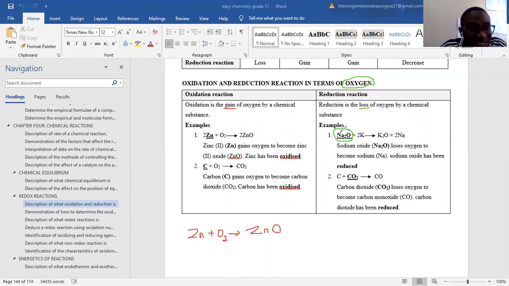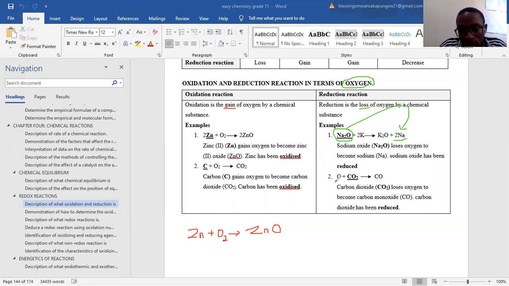If our focus is on oxidation, if you look at sodium oxide, it is losing the oxygen. The oxygen is being removed from sodium oxide. So we say sodium oxide as a compound has lost the oxygen to become sodium. When you check the other side, it's becoming sodium. It no longer possesses the oxygen. That is what we call reduction.